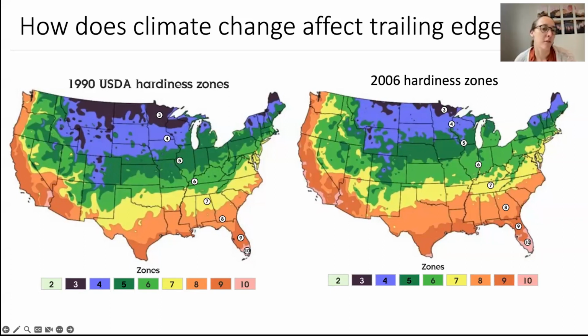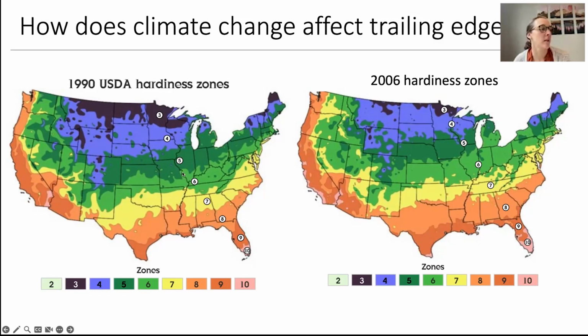So we know these look like dated pictures here because they go back to 1990, but we know that climate change has already affected where plants can live. If you go back to 1990, the USDA hardiness zones looked one way, where the hardier plants are in cooler colors up top, and then the less hardy plants that need warmer temperatures are found in these warmer colors in the southern United States. And if we look from 1990 to 2006, those ranges have shifted quite a bit.